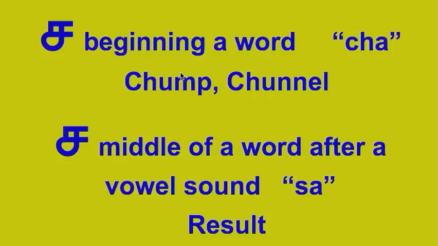And just like we saw with ka and the other letters, it makes different sounds depending on where it falls in the word. So if we remove the dot and it begins a word, then it makes the cha sound, as in the English word chump or the English word channel. For those of you who don't know what the channel is, it's a tunnel that crosses the English Channel, connects England to France. So cha, chump, cha, channel.